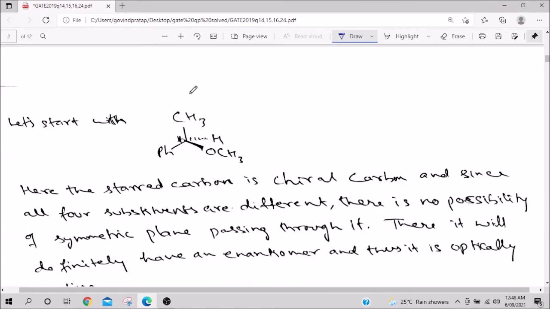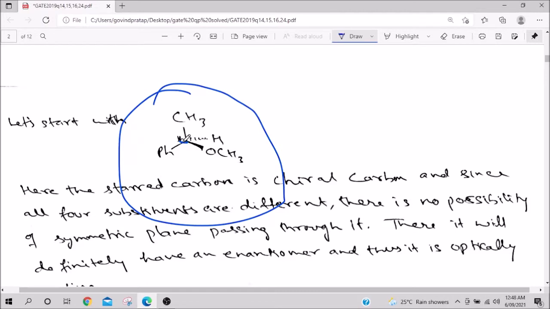Now this molecule is definitely asymmetric. Why? This starred carbon is a chiral carbon. All the substituents here are different. One is CH3, one is a phenyl ring, one is OCH3, one is H. Try however you want.